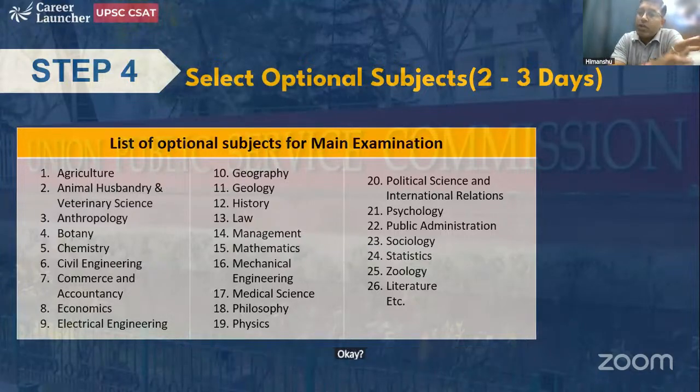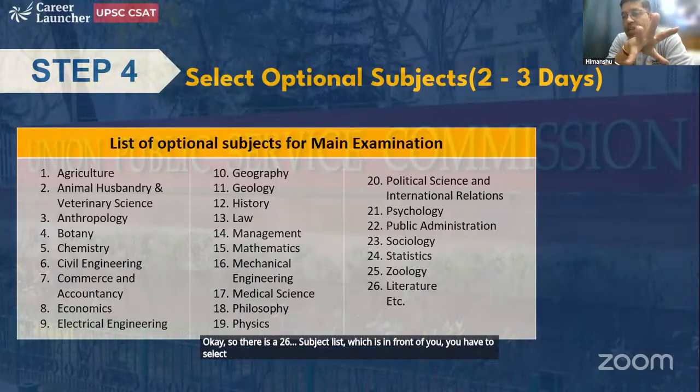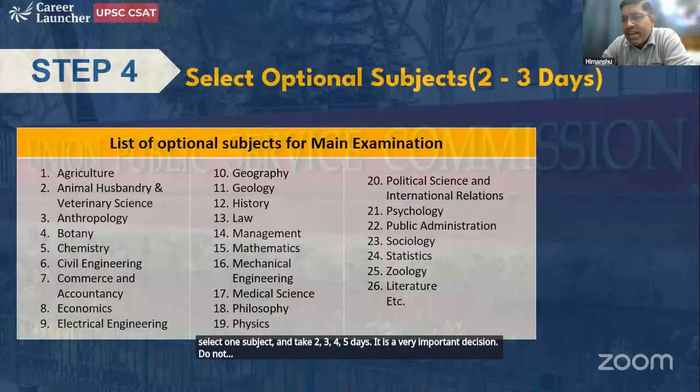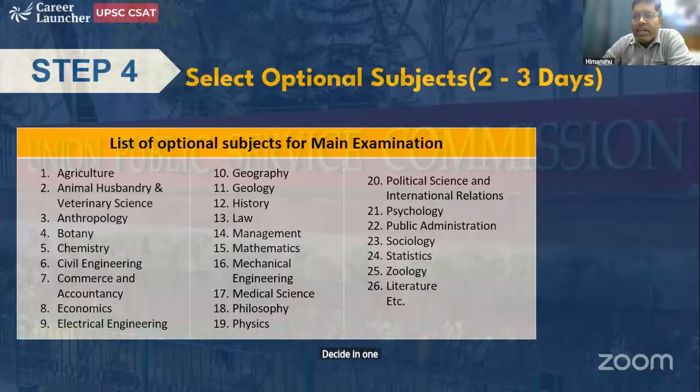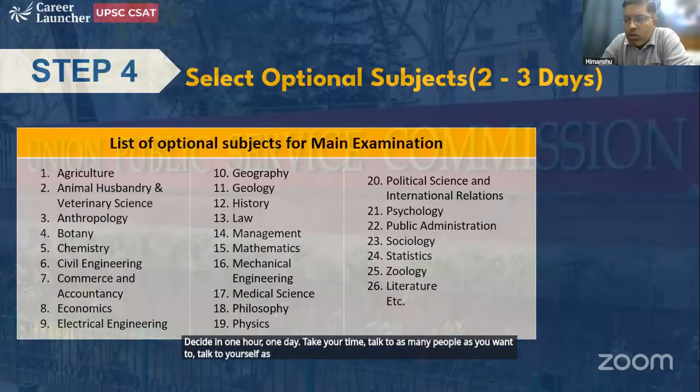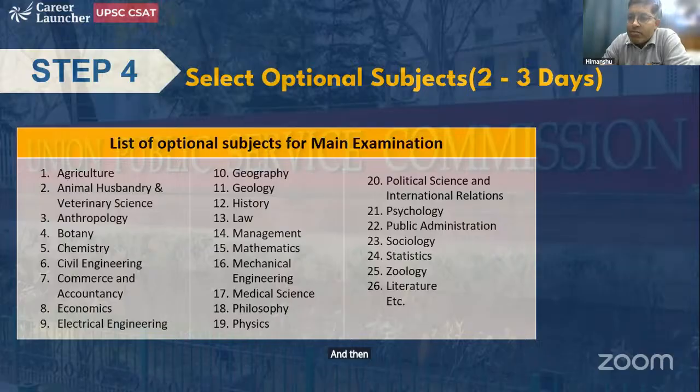So there is a 26 subject list in front of you. You have to select one subject, and take 2, 3, 4, 5 days. It is a very important decision. Do not decide in 1 hour, 1 day. Take your time. Talk to as many people as you want to. Talk to yourself as much as you want to. And then decide your optional subject.